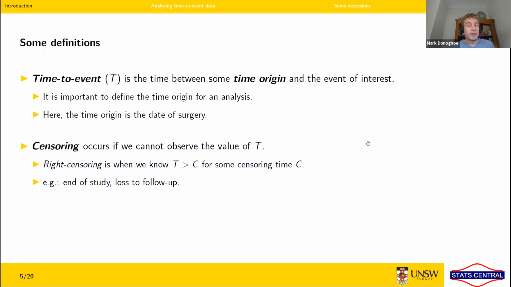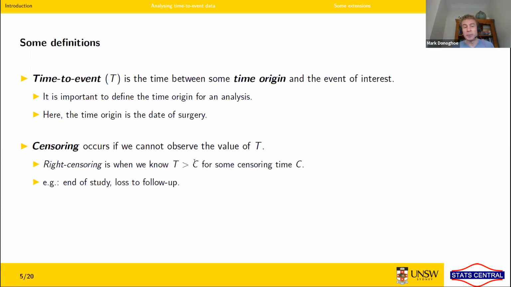Censoring is the main feature of time to event analysis that I mentioned before. Sometimes you can't observe the event for some individuals, so you don't know what their event time is. The most common is right censoring. That's when we know that the event didn't occur up to some time C. So we do know that the time to event is longer than C.